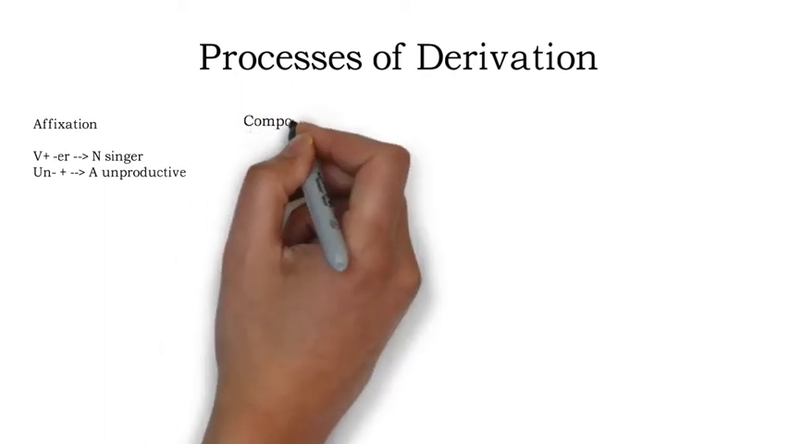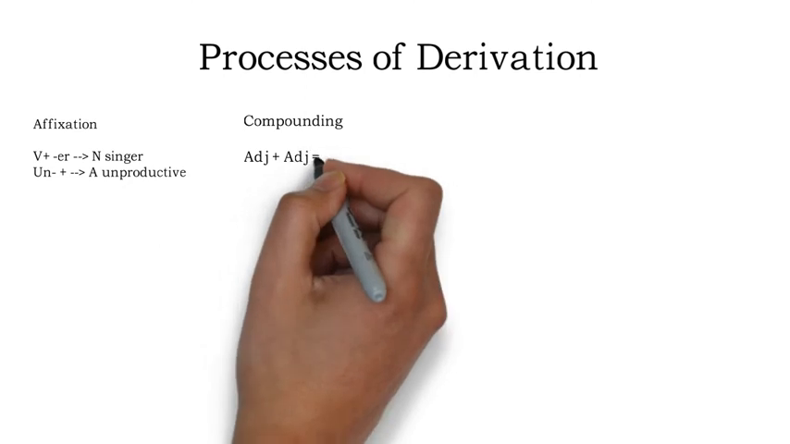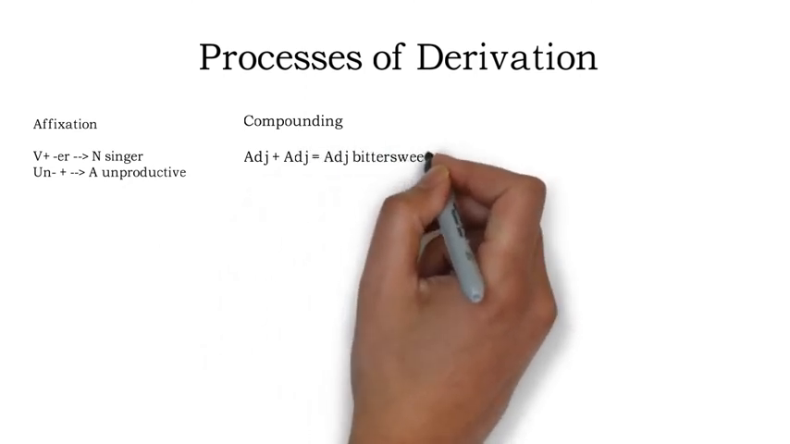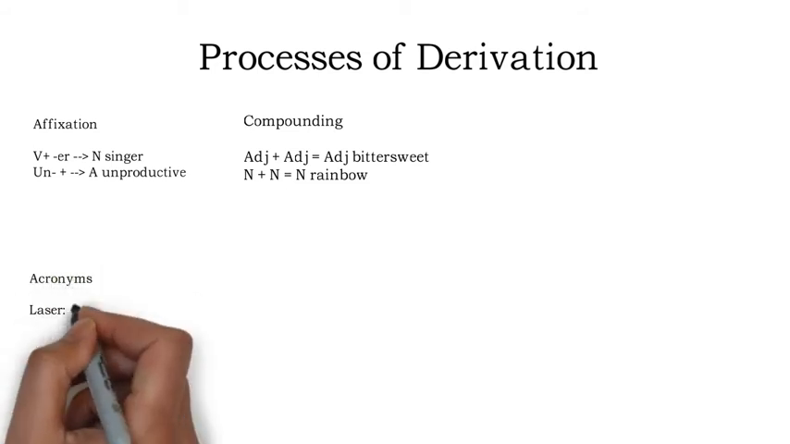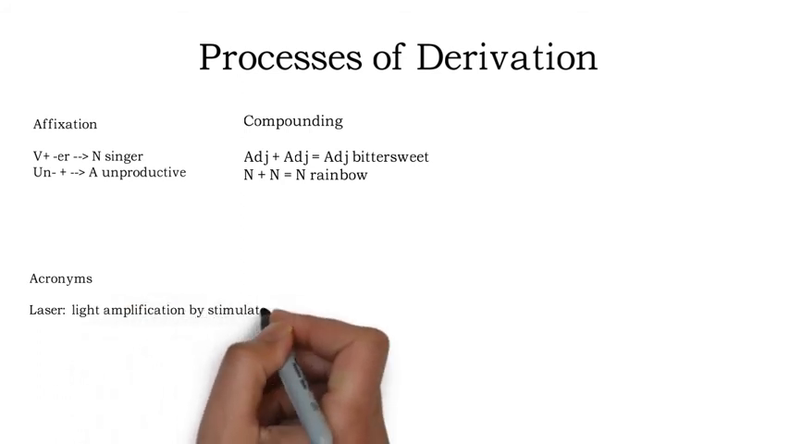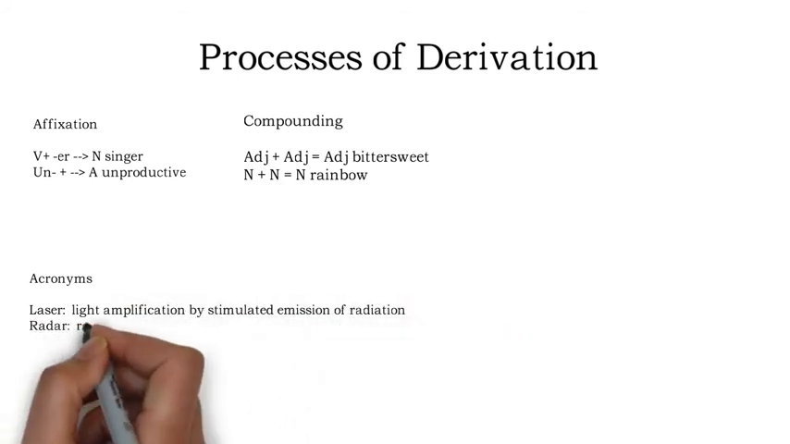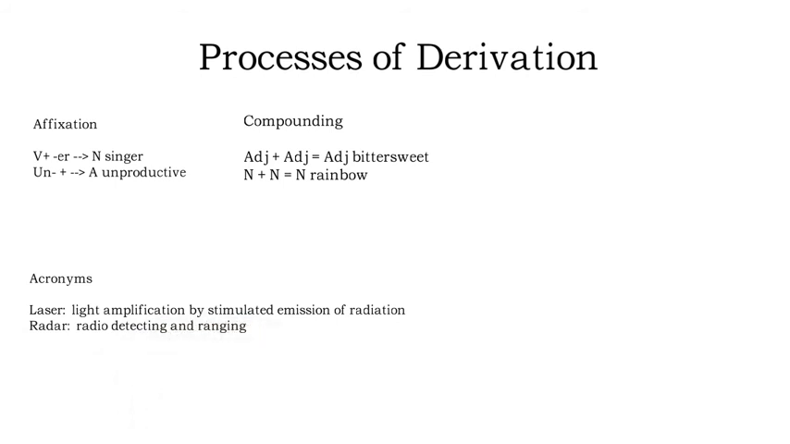The second is compounding. Words are formed by combining two or more words. For example, an adjective plus an adjective is equal to an adjective, bittersweet. A noun plus noun is equal to a noun, rainbow. The third is acronyms, like abbreviations but pronounced as a normal word. We have laser, light amplification by stimulated emission of radiation. Radar, radio detecting and ranging.